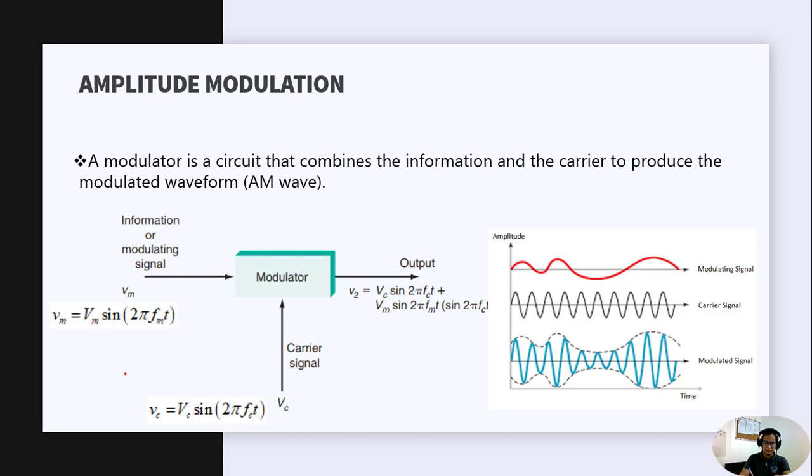Example here is meron tayo, ito simple lang siya na sinusoidal waveform. Our modulating signal, so Vm sine 2 pi ft, and our carrier signal, Vc sine 2 pi fct. So pagka yan pumasok sa modulator natin, ang output niyan is our AM wave na. It's a composite signal. Ito na po siya. Vc sine 2 pi fct plus Vm sine 2 pi fmt times sine 2 pi fct. Okay, so ito na yung AM wave natin in equation.